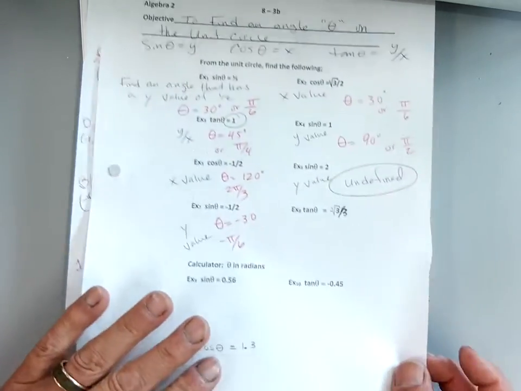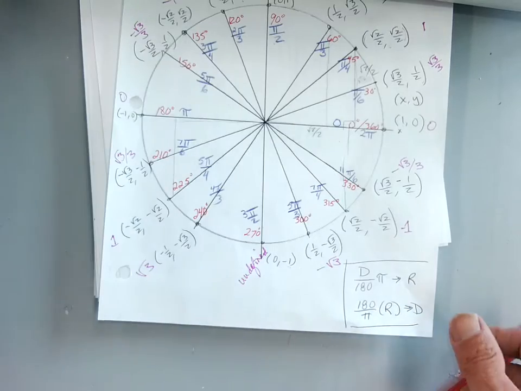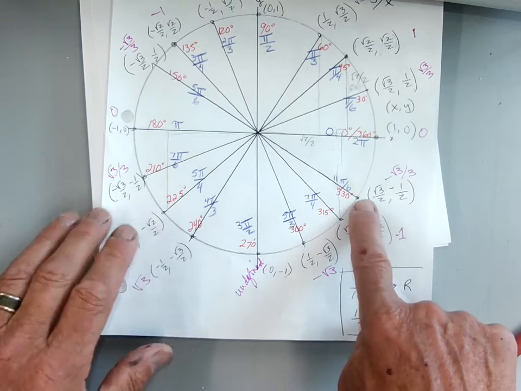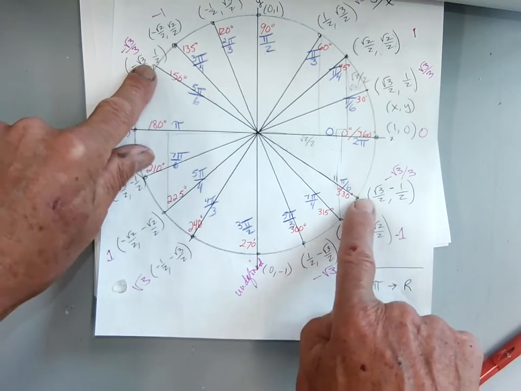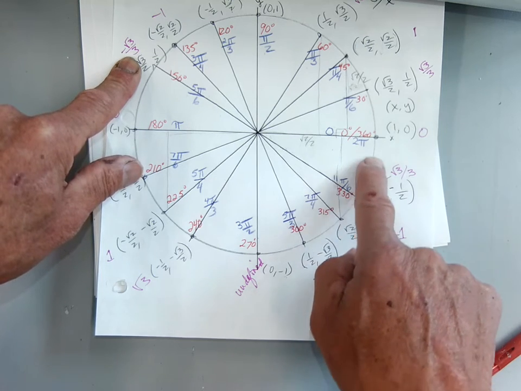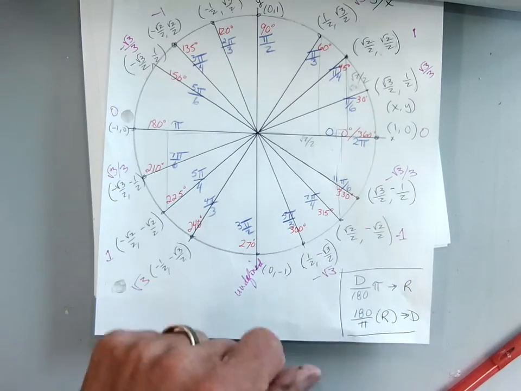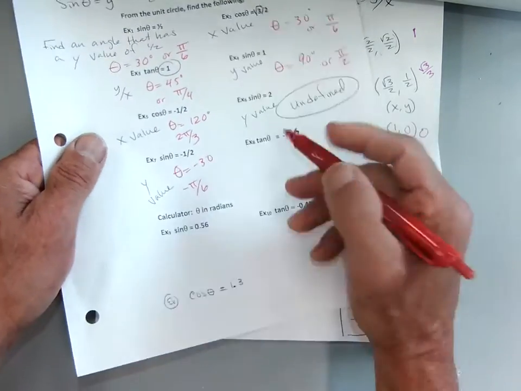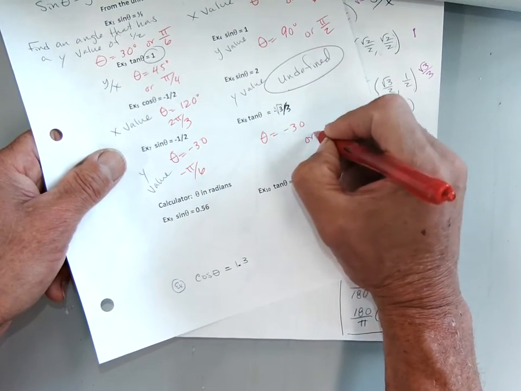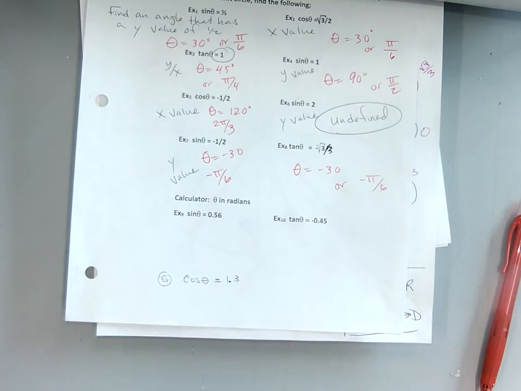Now, let's keep going. Tangent. We got my tangent values, right? Negative square root of 3 over 3. Where do you see tangent negative square root of 3 over 3? It's right there, right? And it's also here. It's both spots, right? Which is closer? Negative 30, right? You guys agree with that? Negative 30 is closer, so theta is negative 30 degrees, or negative pi over 6, okay?